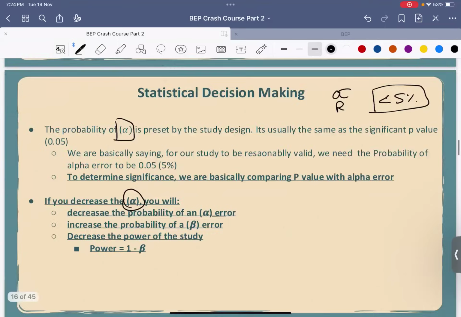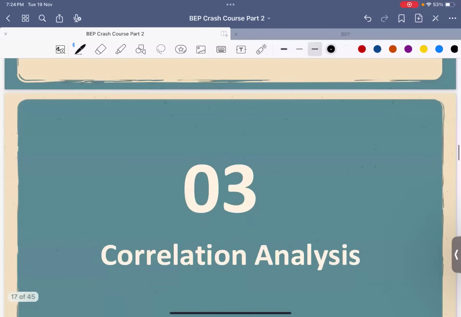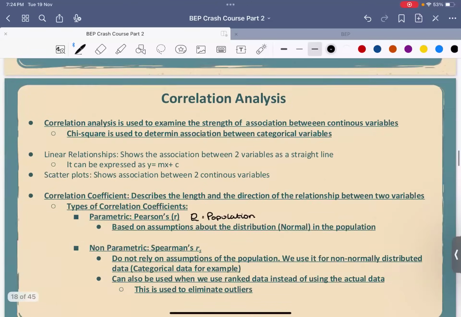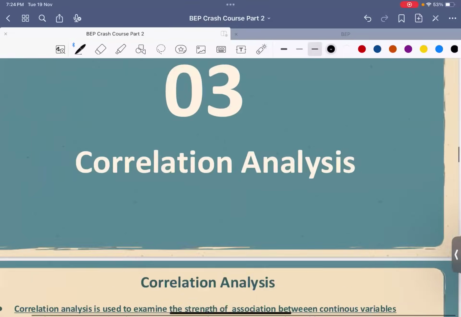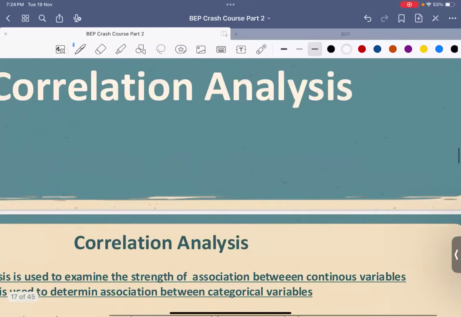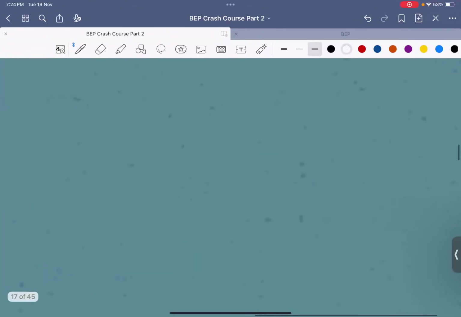Very important. Okay, so that's it for this lecture. Let's move on to correlation analysis, which is the easiest lecture out of all of them. I'm going to explain without the text and then read the text quickly, honestly, because it's very easy. So what is correlation analysis?